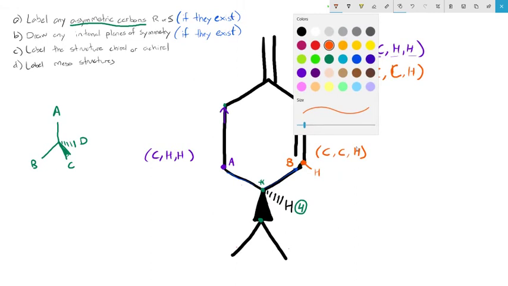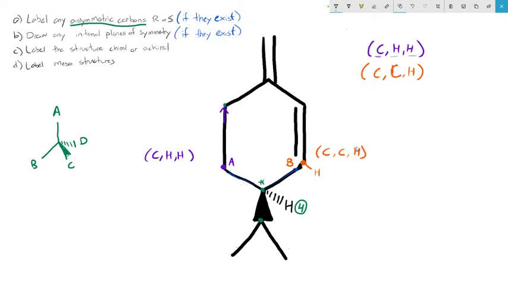Okay, and the last color, we'll go green again. Why not? Now if we look at C, which is the other carbon directly connected to our chiral carbon, this has 2 carbons and a hydrogen. Carbon, carbon, hydrogen. So we'll write that down: carbon, carbon, hydrogen.